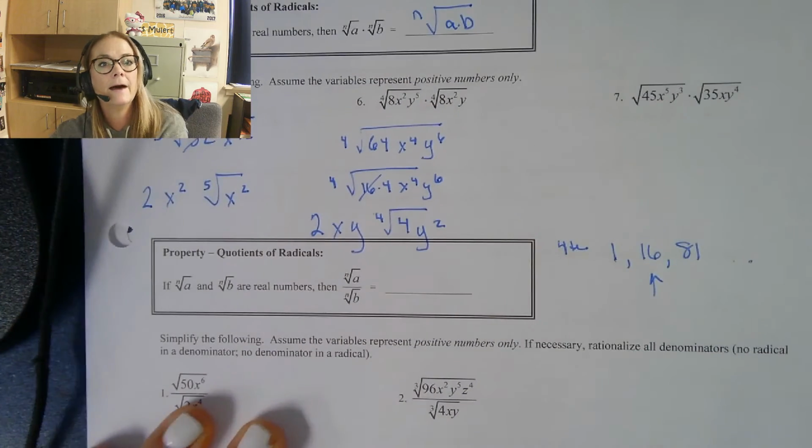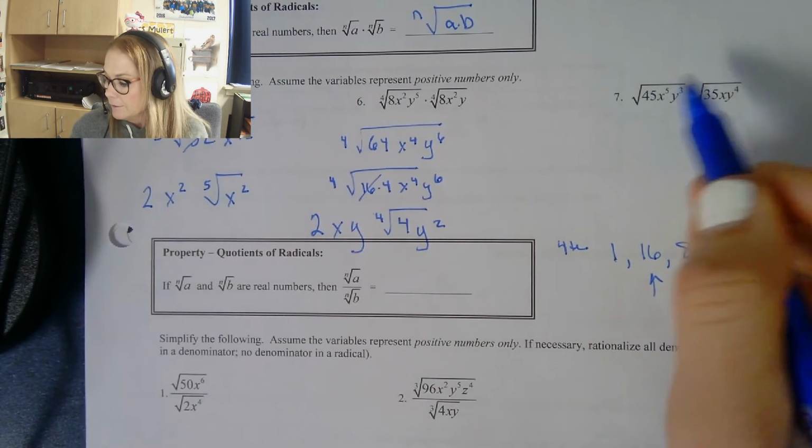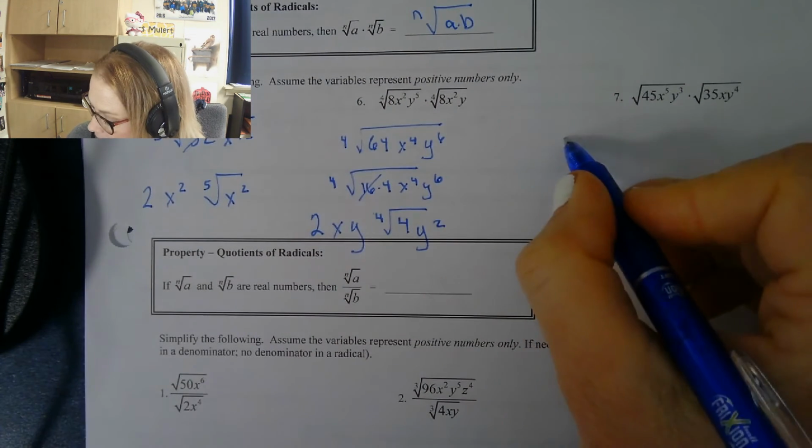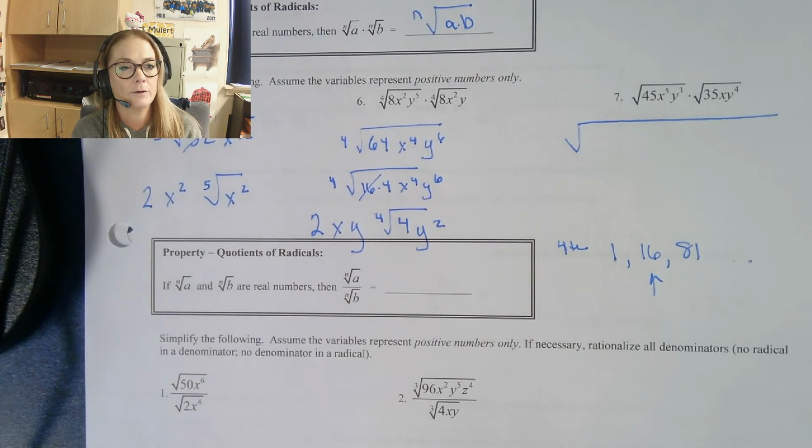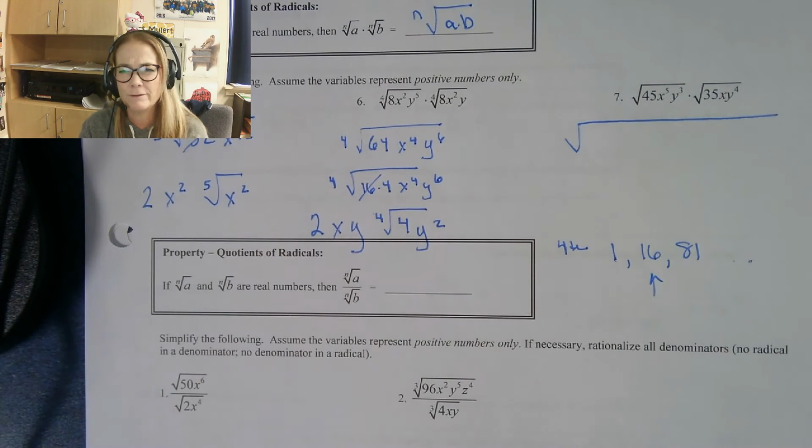Okay? And last one here. So 45 times 35, I'm going to show you a technique that'll work here. I'm going to put everything under the same radical. You can multiply underneath with underneath. 45 times 35 is going to be a huge number, and then I've got to go through my list and try to find something that'll divide into it.